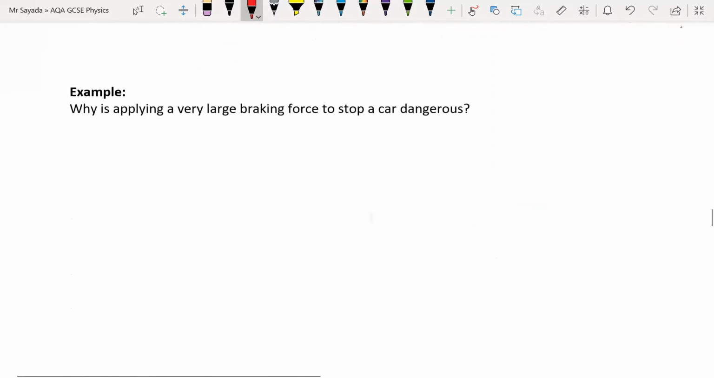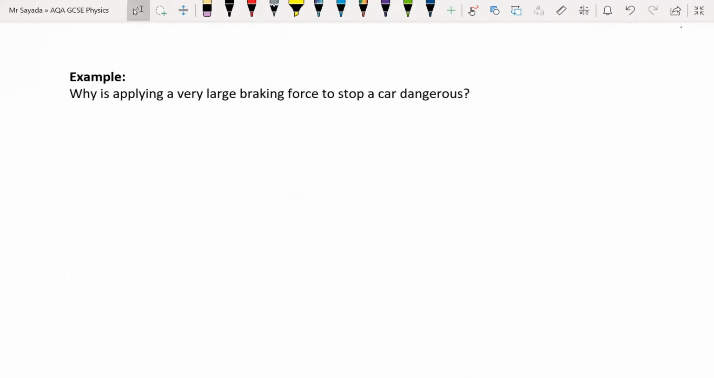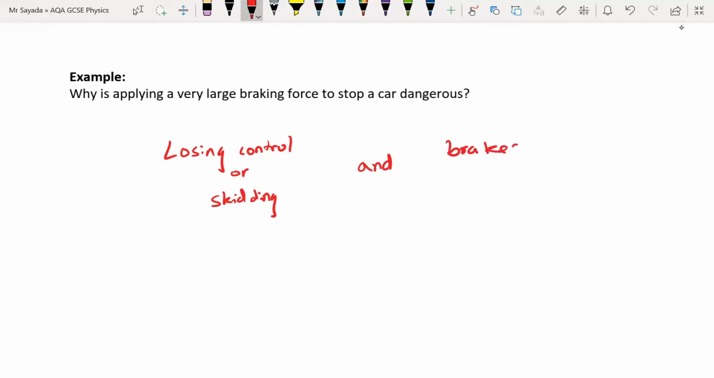So please pause the video to try this question. Press play once you've done it. So you should have now done this example. So the two dangers of a very large braking force are losing control of the car or skidding. And the other danger is the brakes overheating, which can damage the car, can damage the brakes. Please mark your work, pause the video while you do that, press play once you're ready to move on. So you should have now marked this example.